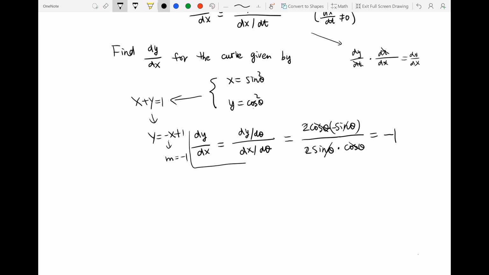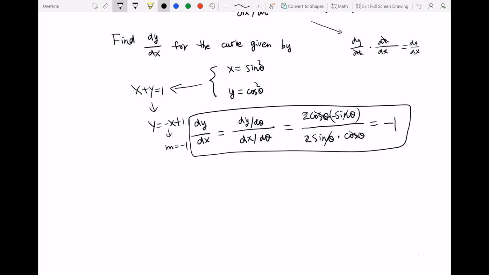So dy over dx is the slope, and it's going to be negative 1. So next one, example 2. Find dy over dx, the slope of the tangent line, if x equals t squared and y equals 7 minus 6t. Okay, I'll give you 1 minute to practice this by yourself.